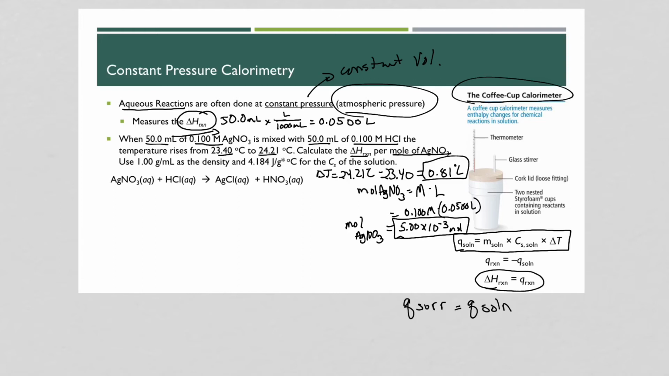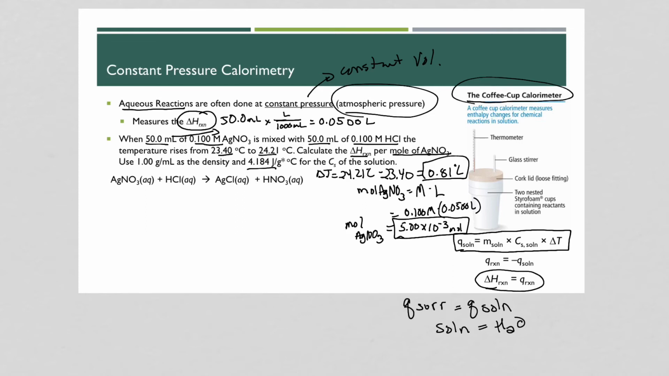In our solution, it's almost always equivalent to water, right? And so as it says in the problem here, use 1.00 grams per milliliter as the density and 4.184 joules per gram degree Celsius as the specific heat of the solution. Now notice that's the specific heat of water.